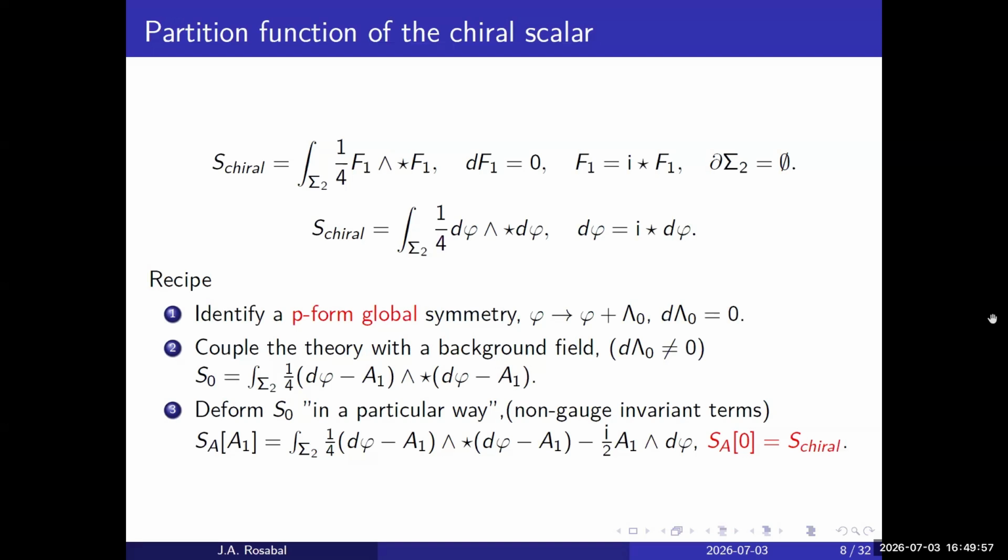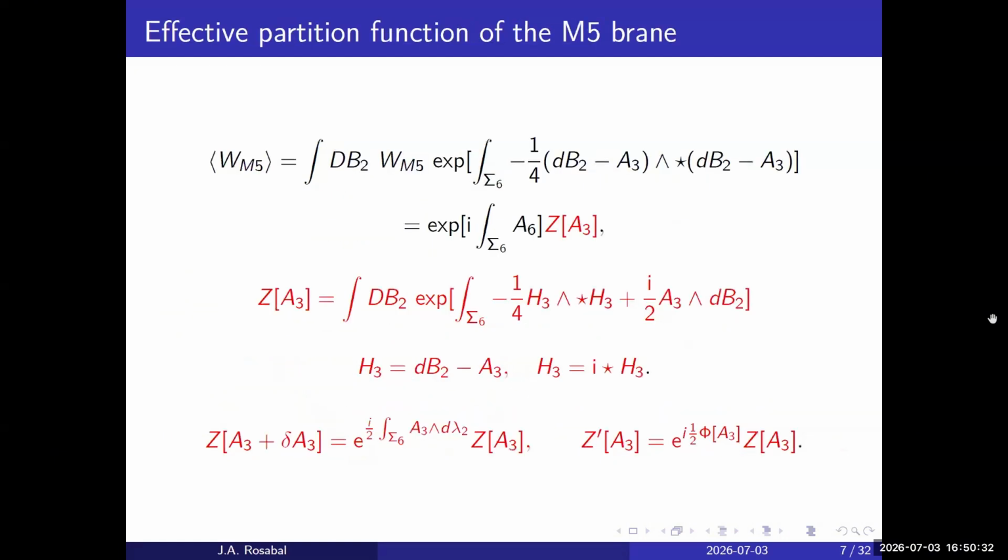This is important too. You see that if you kill this one form, you go back to the original action. You remove this term, you end up with the original action. And this is one of the important points, because now if you compute the partition function for this object and you evaluate the action at 0, you are computing the partition function of the original theory. The point is that we don't know how to compute the partition function for this new action, but we will use the fact that this partition function is a section of a line bundle.